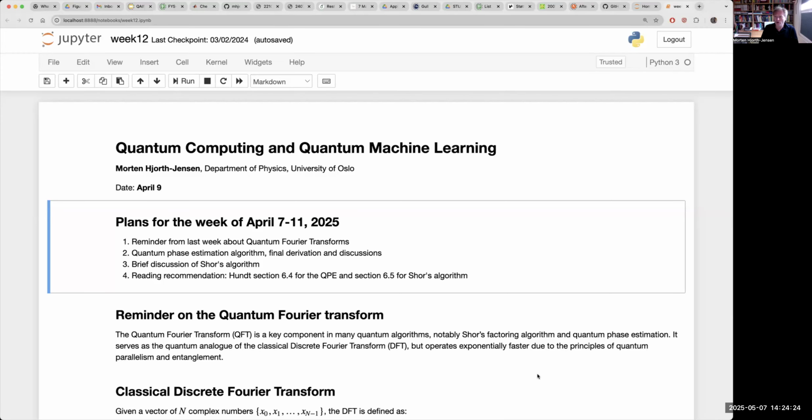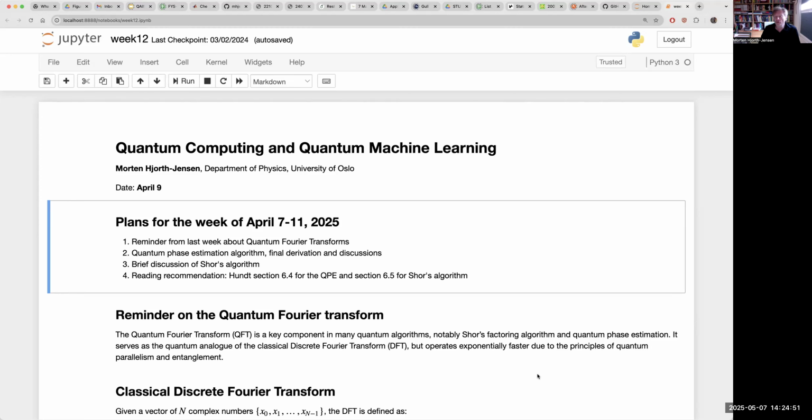So welcome back, everybody, and welcome to this session on quantum computing and quantum machine learning. The topic today is a continuation from the lecture from last week, where we now are going to summarize some of the discussions we had on quantum Fourier transforms. We are going to repeat some of the examples so that you get a better feeling of how we actually build up a circuit which now represents a quantum Fourier transform.